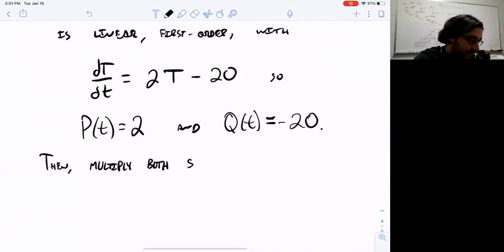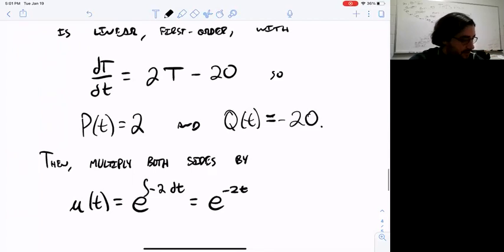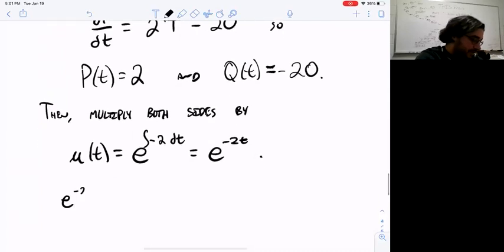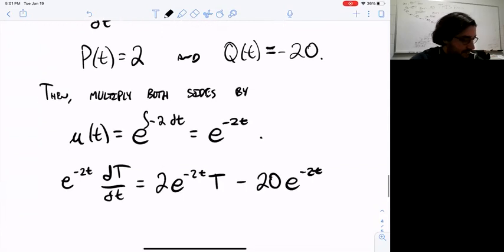have to multiply both sides by the integrating factor, mu of t, right, which is going to be e to the negative integral of negative 2 dt, right, e to the minus 2t. This is what I want to multiply both sides by. Right, so let's see what this becomes. So e to the minus 2t dT/dt, and 2e to the minus 2t T, and minus 20 e to the minus 2t.